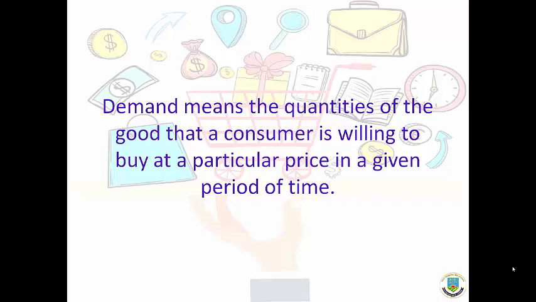Suppose I go to a shop to purchase 1 kg of sugar, and the price of 1 kg of sugar is rupees 40. So I'm willing to pay rupees 40 to get 1 kg of sugar. So willingness and ability of consumers to purchase a given quantity of a good at a particular price in a given period of time is known as demand.